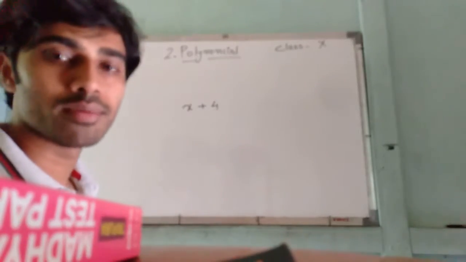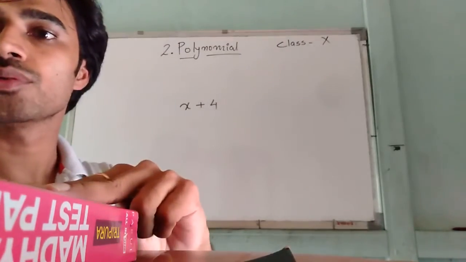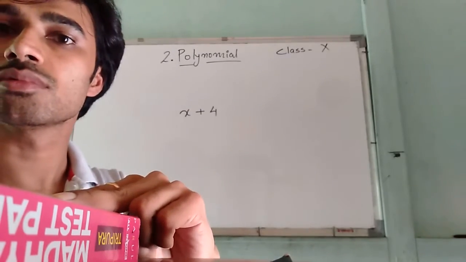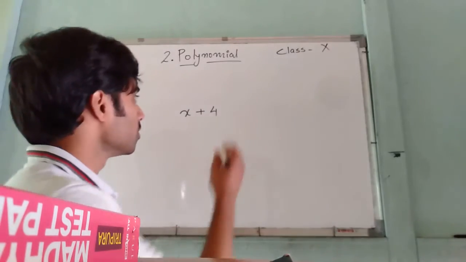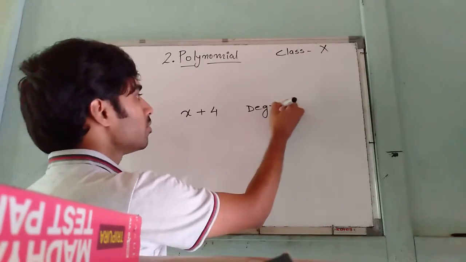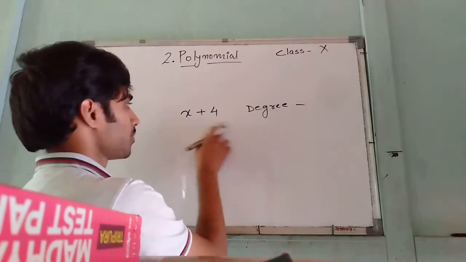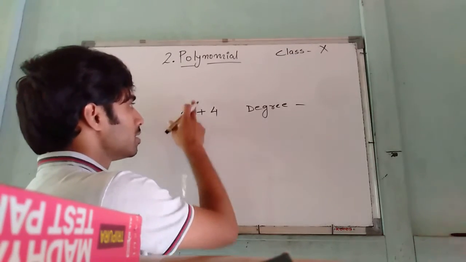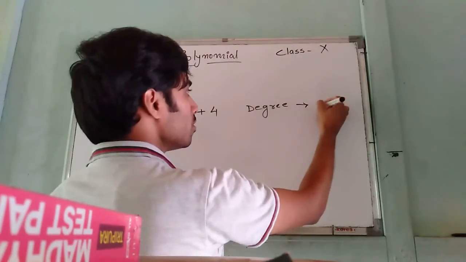These things you have already learned in class 9. I hope you have understood. And here, can you say what is the degree of this polynomial? So the degree of this polynomial is how much? Since the power of the variable is 1 here, the degree is also 1.